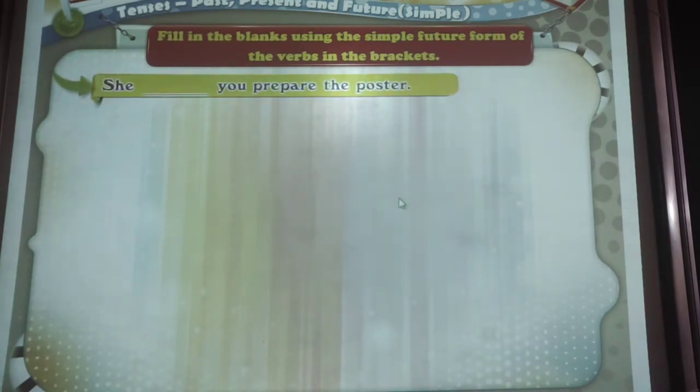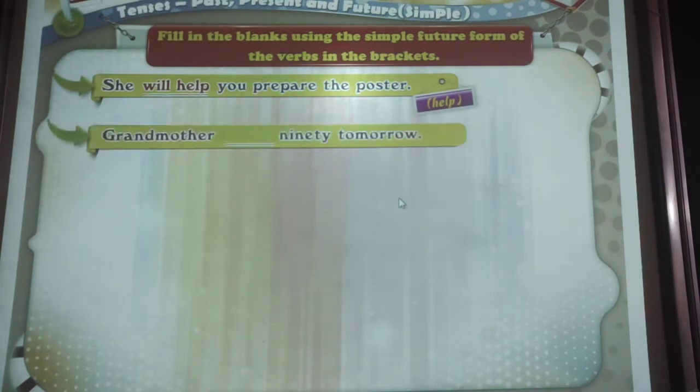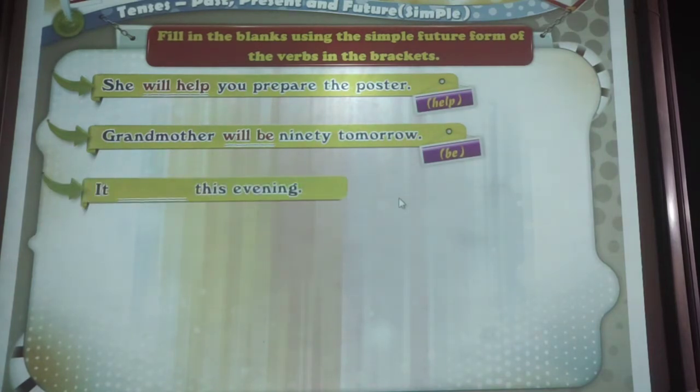Fill in the blanks using the simple future form of the verbs in the brackets. She ___ you prepare the poster. Help. She will help you prepare the poster. Grandmother ___ 90 tomorrow. Be. Grandmother will be 90 tomorrow. It ___ this evening. Rain. It will rain this evening.